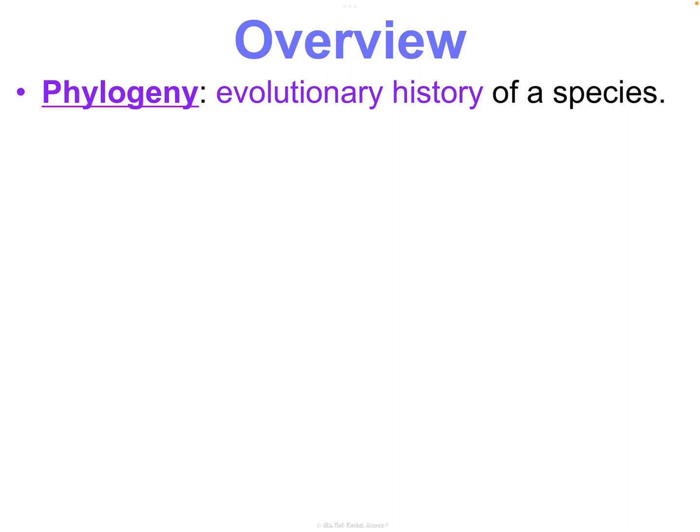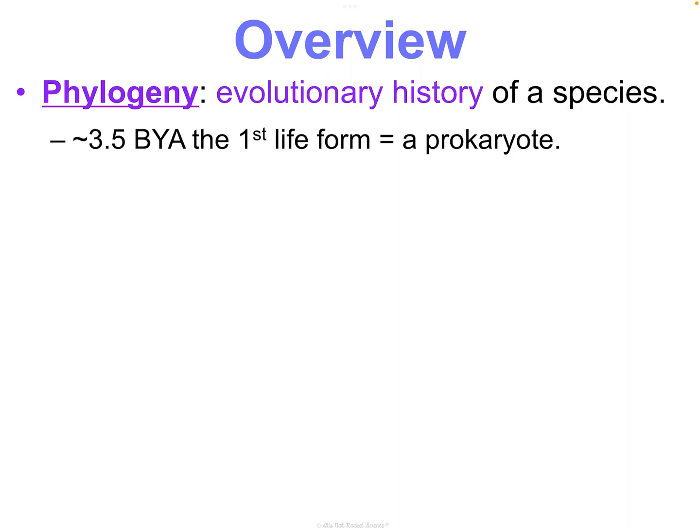So phylogeny, like I said before, is the evolutionary history of a species. How has it changed over time? What are its common ancestors? Stuff like that. We know that about 3.5 billion years ago, the very first life forms were present on Earth, and that was a prokaryote, a single-celled organism.